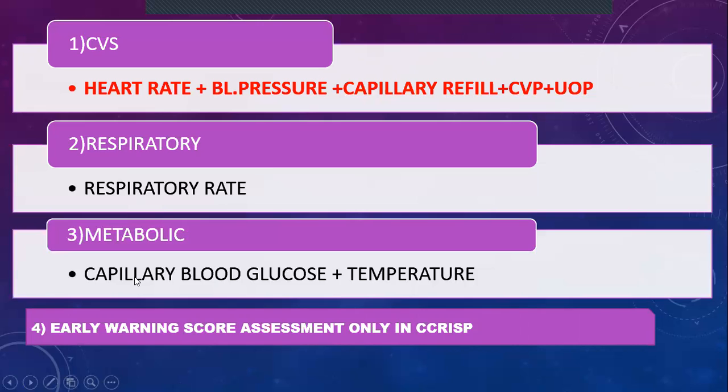The metabolic, the capillary blood glucose and temperature is a reflection of the metabolic status of the patient in the monitoring tool. Because low blood glucose, high blood glucose, you must put it in the normal levels. The temperature too, if it is hypothermic, put your measures. So when all parameters, when they come back to normal levels, so your resuscitation is 100% perfect. If not, something is missing.